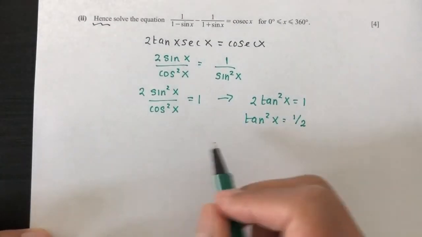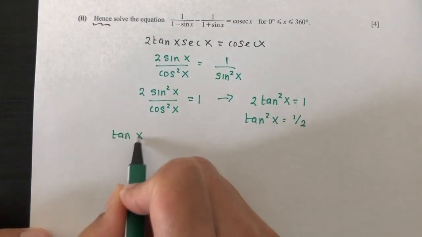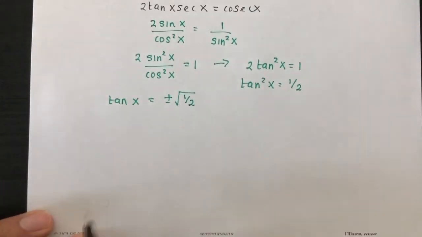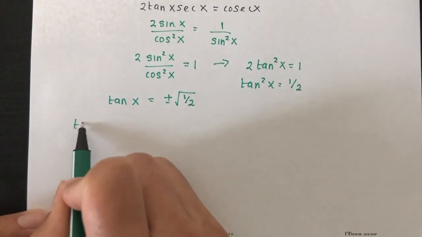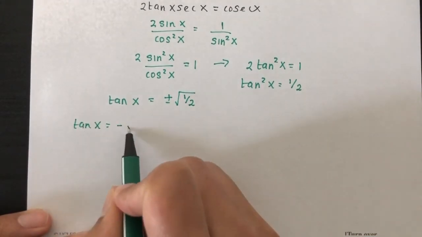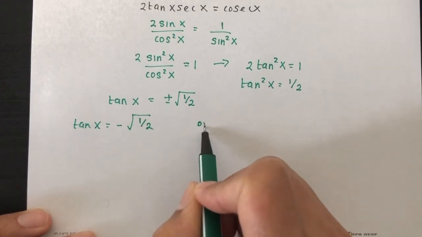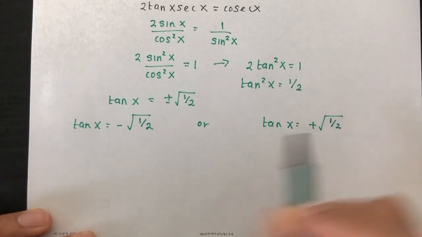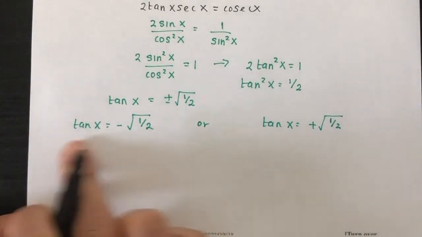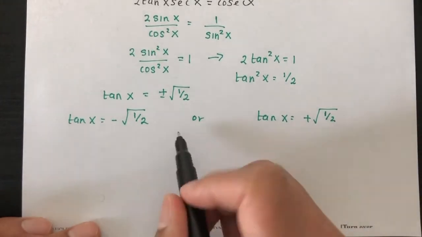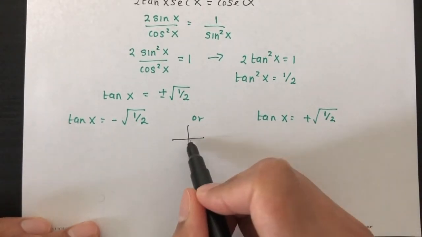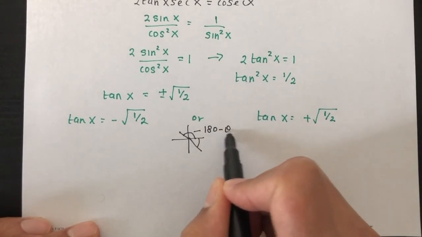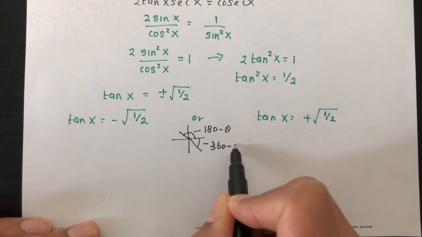From this you will have two values. Tan x is equal to plus or minus root of half. Okay, so let's take one by one. Tan x can be minus this, or it can be plus this. Now let's do the negative one first. When tan is negative, it has to be in your second quadrant and your fourth quadrant. This is 180 minus theta. This is 360 minus theta.